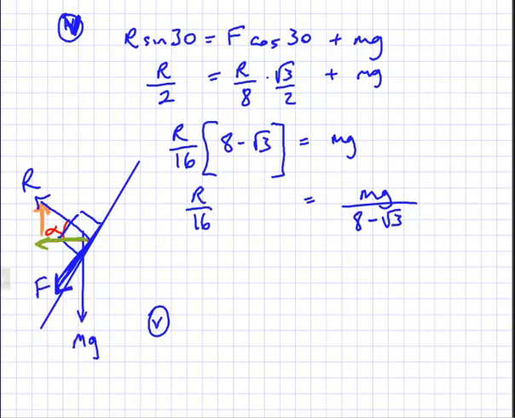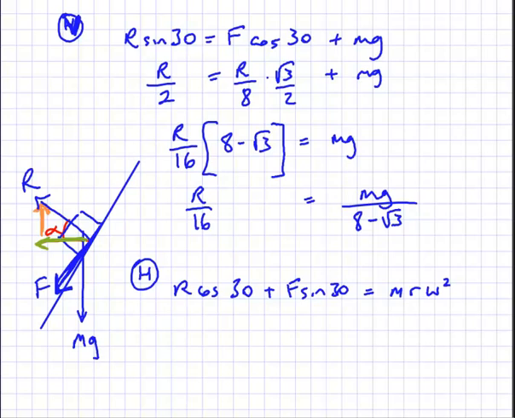So then, horizontally, now we can look at the forces acting. Acting towards the center of the rotation, we have the horizontal component of the reaction, which is R cos 30, and we have the horizontal component of the friction, which is F sin 30, and that's going to be the sum total of the centripetal force. So that's going to equal mrω².